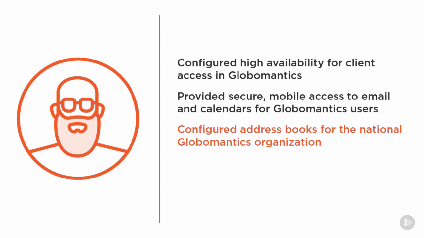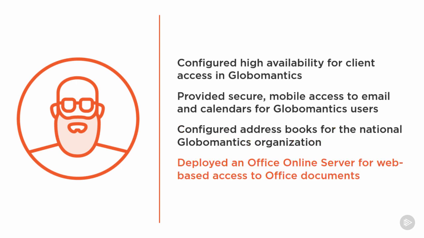A hierarchical address book was configured to represent the National Globomantics organization and that organizational structure. And to improve the Office document viewing and editing experience for Outlook on the Web users, an Office Online Server was deployed. Well, you've made it all the way to the end of this course.